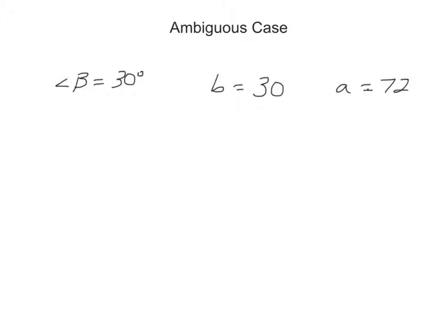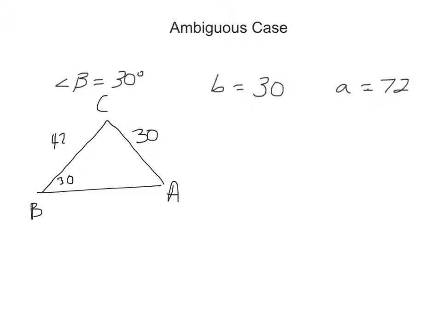First case, we're going to make angle B 30 degrees, side B 30, and side A 42. So then I have a triangle like this. We've got A, B, and C, and this is 30. This side length is 30, and this side length is 42. So we're going to set up law of sines. Sine of 30 degrees over 30 is equal to sine of A over 42.